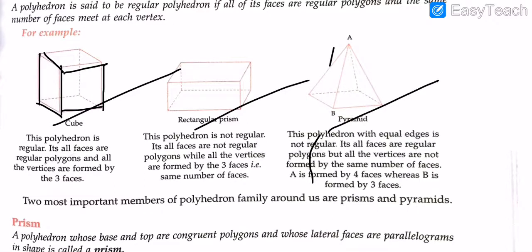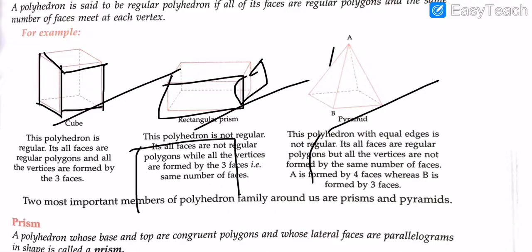So this polyhedron is not regular. Not all its faces are regular, because some of them, as you can see on the side, this is smaller than this face. So some faces are big and some faces are small. That is why it's not known as a regular polyhedron.